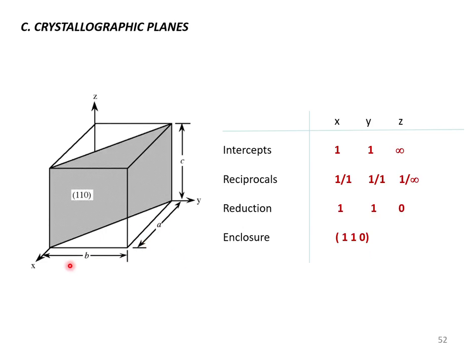This is another example. The x-intercept is at 1, the y-intercept is at 1, and z is infinite because it's going all the way up. So it's infinite. The reciprocal: 1 over 1 is equal to 1, 1 over 1 equal to 1, 1 over infinite is equal to 0. So you get 1 1 0.